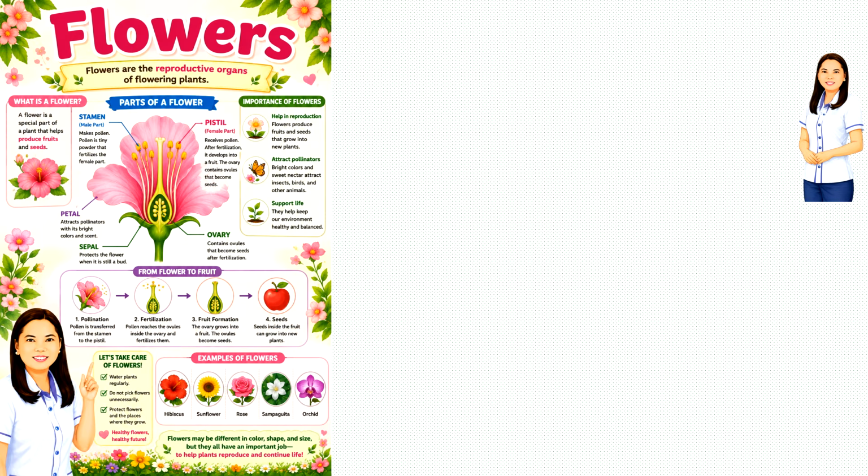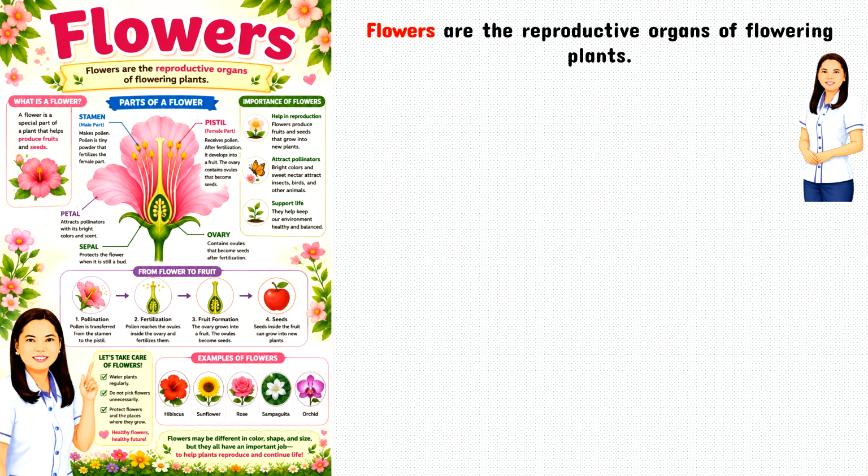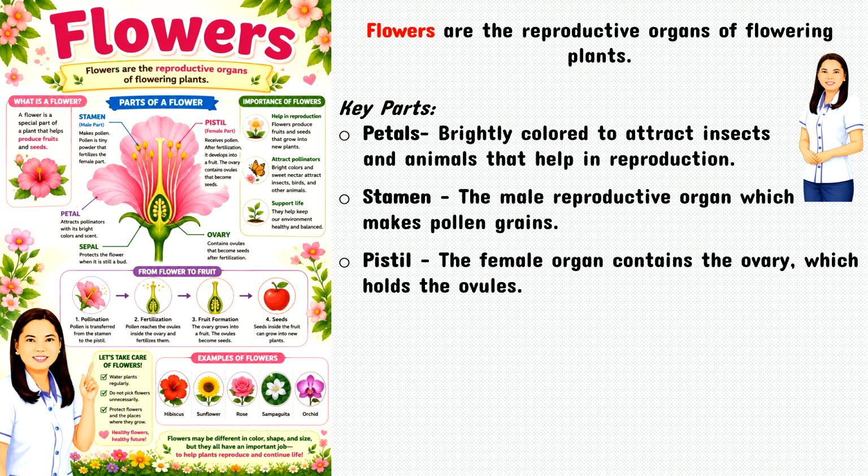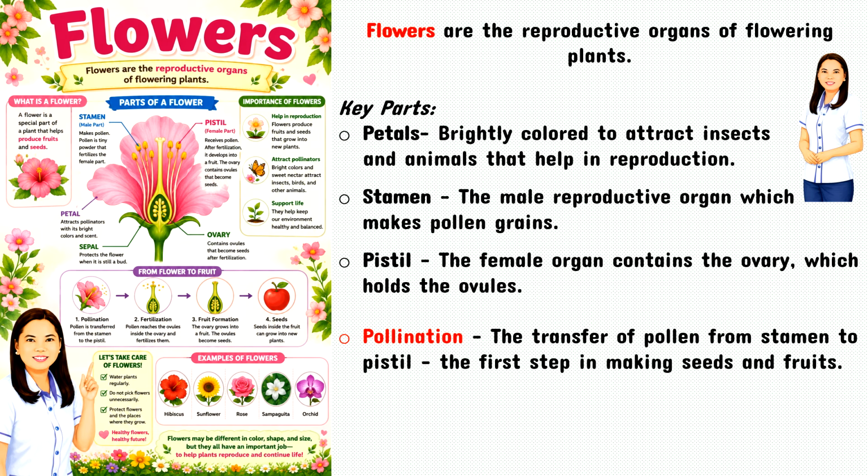Next is flowers. Flowers are the reproductive organs of flowering plants. These are the key parts of flowers: petals, stamen, and pistil. Petals are brightly colored to attract insects and animals that help in reproduction. Stamen is the male reproductive organ which makes pollen grains, while pistil is the female organ that contains the ovary which holds the ovules. Pollination is the transfer of pollen from stamen to pistil.